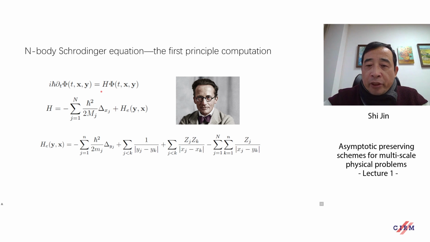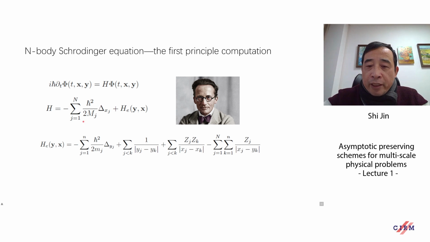And H is the Hamiltonian, and h bar is Planck constant. i is just the imaginary number, square root of minus 1. So here H is called the Hamiltonian. It has two parts. The first part is the kinetic energy part. So this m_j is the mass. So here I have x denoting the nuclei, and y is the coordinate of the electrons.